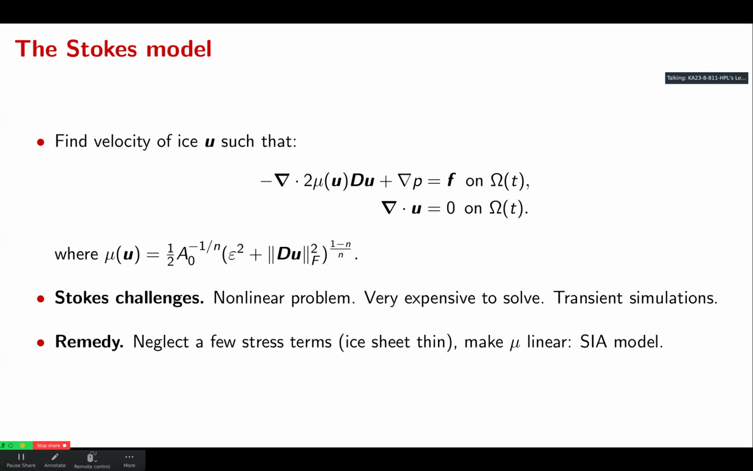So a remedy to shrink the cost is to neglect a few stress terms on the premise that an ice sheet is thin, and make the viscosity linear. In that way, we derive the shallow ice approximation model. You can think about the relation between the Navier-Stokes and the shallow water approximation model. It's similar here with ice.